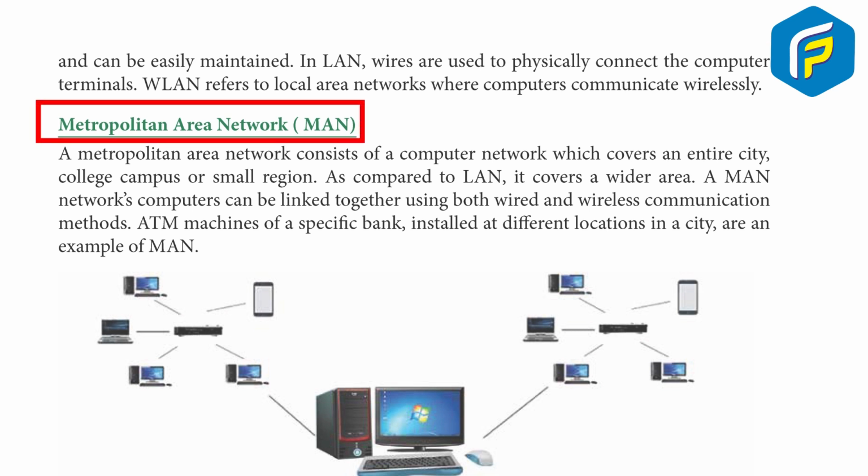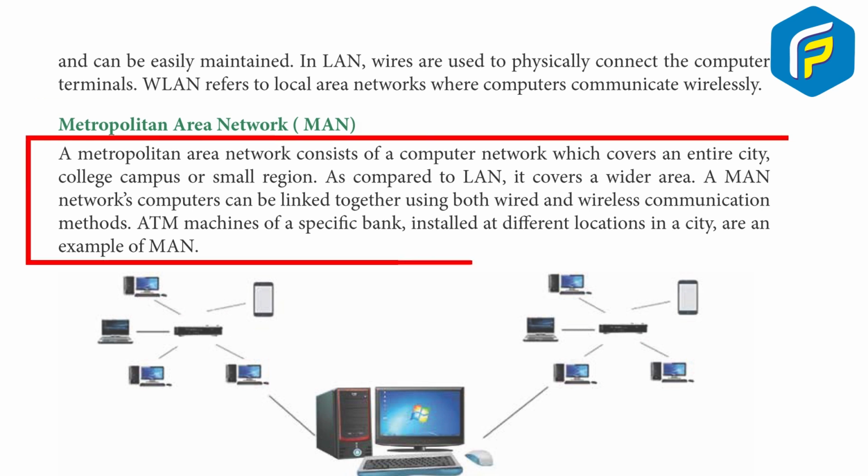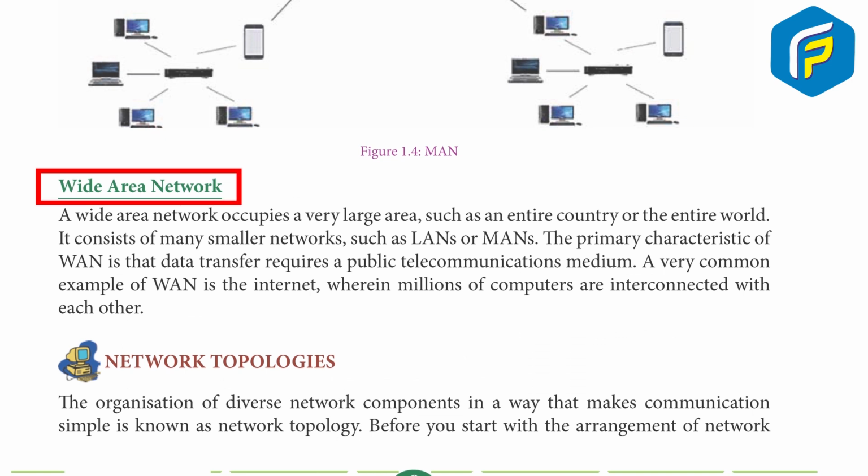Metropolitan Area Network (MAN). A metropolitan area network consists of a computer network which covers an entire city, college campus, or small region. As compared to LAN, it covers a wider area. A MAN's computers can be linked together using both wired and wireless communication methods. ATM machines of a specific bank installed at different locations in a city are an example of MAN. Wide area network.